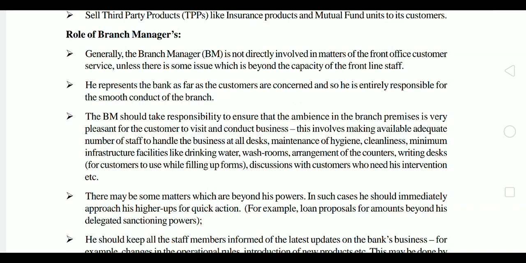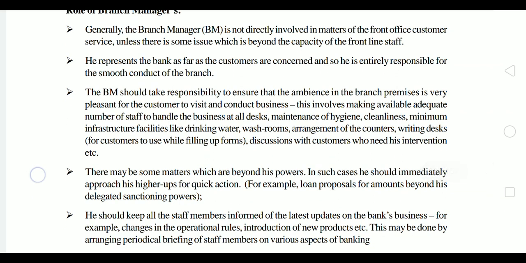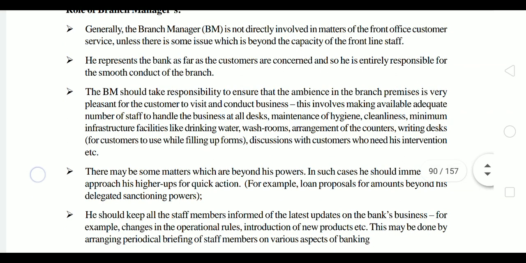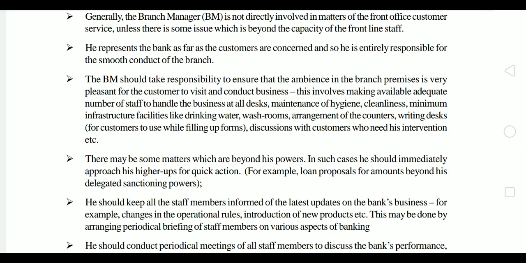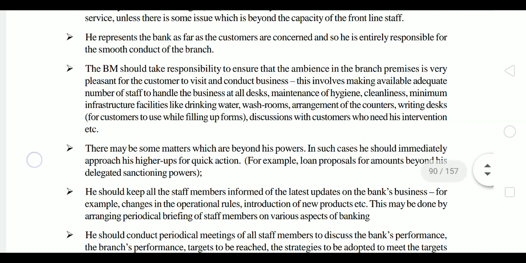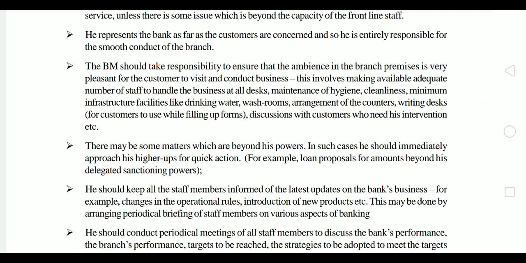Second, the branch manager is the representative of the branch, right? So he is entirely responsible for the smooth conduct of the branch, all the work that is done in the branch. Next, he has the responsibility to ensure that everything is proper and of quality in the branch premises, and is very pleasant for the customer to visit and conduct business.